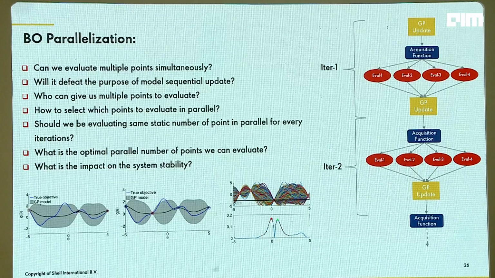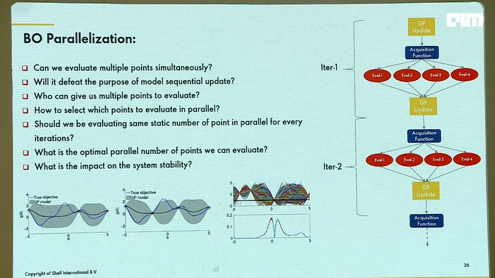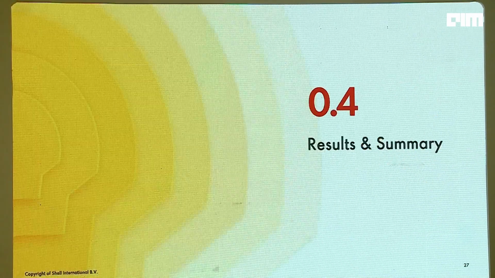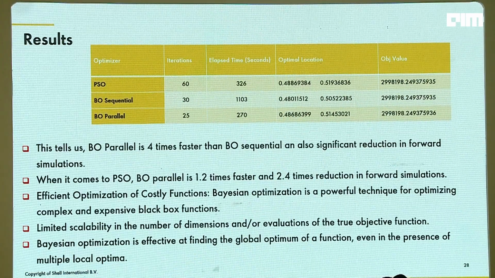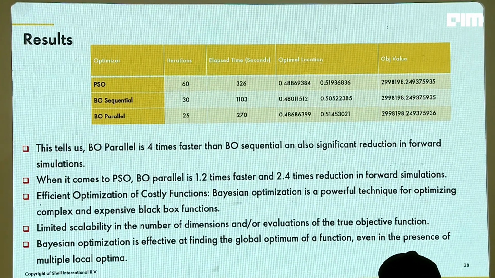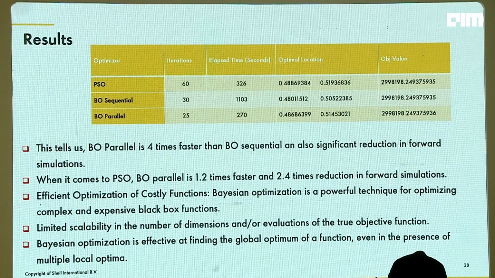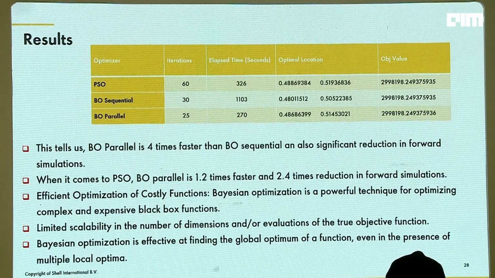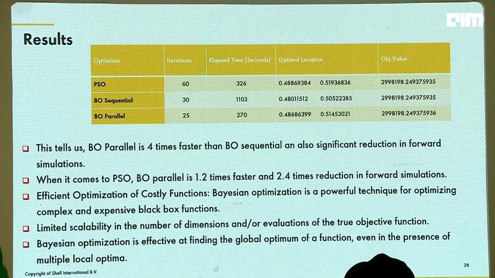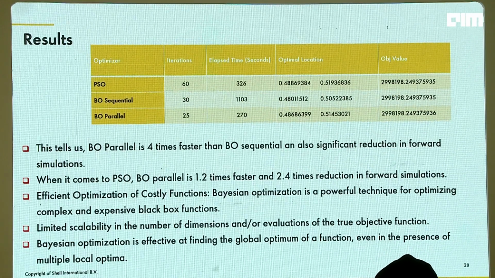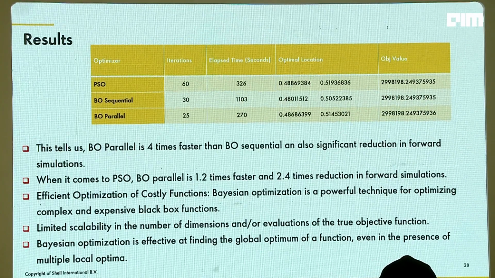After doing all this research and implementing this scenario in parallel, what we got is very interesting. Maybe I'm coming quickly to the summary. If you look at the results, this Bayesian optimization parallel scheme was 4 times faster than our sequential method, which we used in the forward simulation method. It was also 1.2 times faster than the PSO, and 2.4 times faster, I mean, basically 2 times reduced the forward simulation.